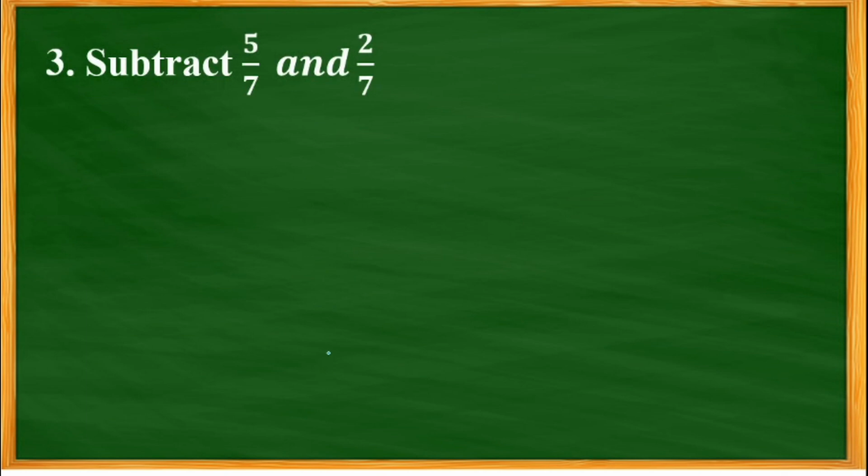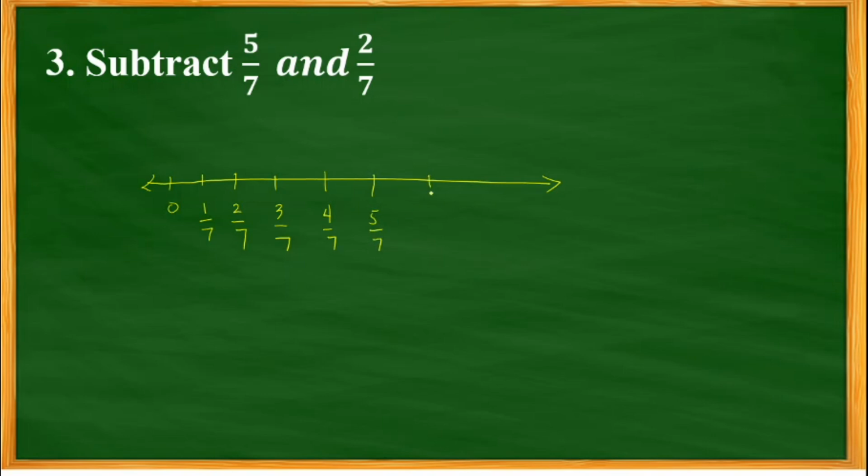Okay, now let's subtract using the number line. We're going to write a number line here. Number line, we have 0, we have 1/7, 2/7, 3/7, 4/7, 5/7, 6/7, and 7/7.